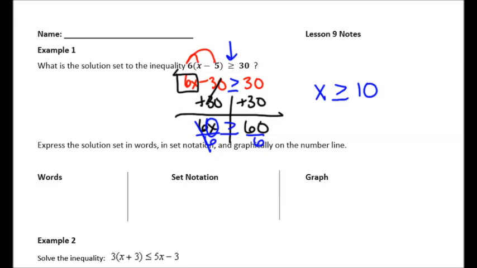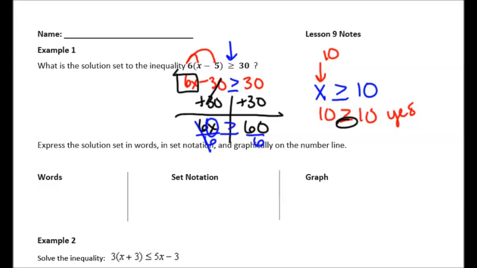Now, if I needed to come up with some numbers that would make this inequality true, could I put 10 in for this x? Is 10 greater than or equal to 10? The answer would be yes, because we have this part right here that says equal to. So make sure you understand what these inequalities mean.